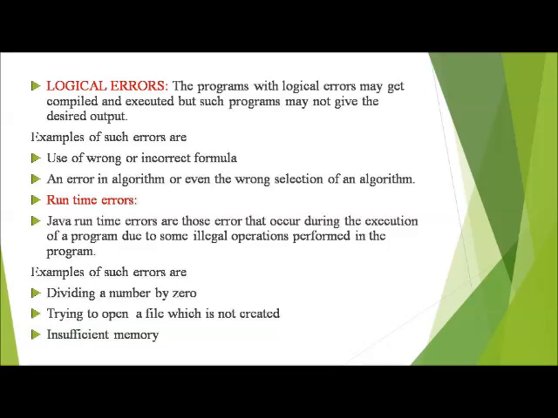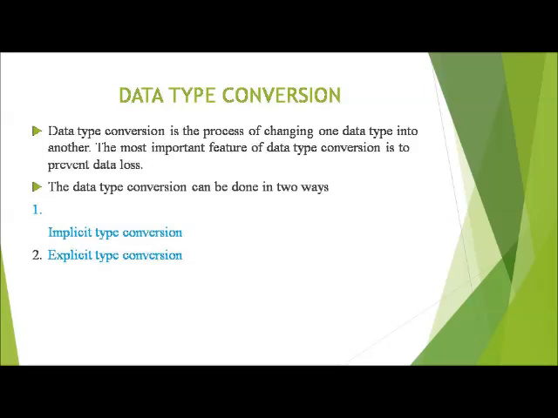Next is runtime errors. Java runtime errors are those errors that occur during the execution of a program due to some illegal operations performed in the program. Examples of such errors are dividing a number by 0, trying to open a file which is not created, insufficient memory. Data type conversion in Java.